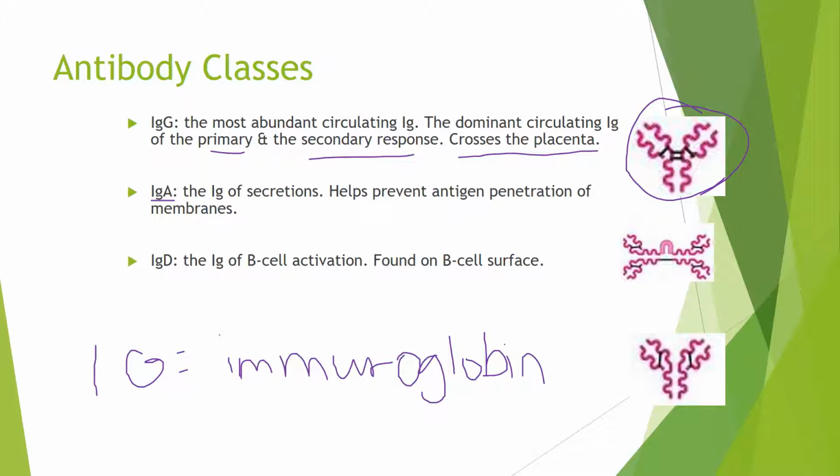Immunoglobulin A, this is responsible for preventing antigen penetration of different membranes, and its structure is a little bit different than immunoglobulin G. It helps to protect the body from inhaled or ingested microbes. Immunoglobulin D, this is important for B cell activation, and so we find this on B cell surfaces. So this is what a typical antibody looks like. And this will bind antigens in the extracellular fluid and initiate B cell activation.